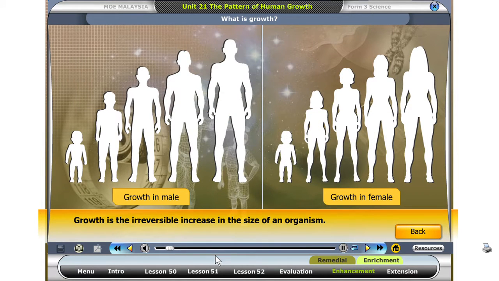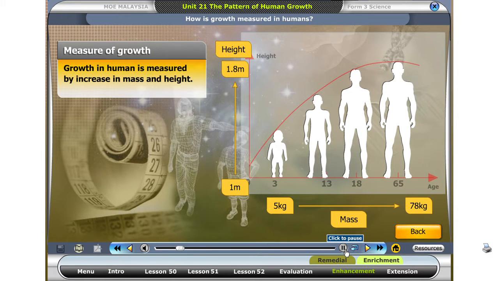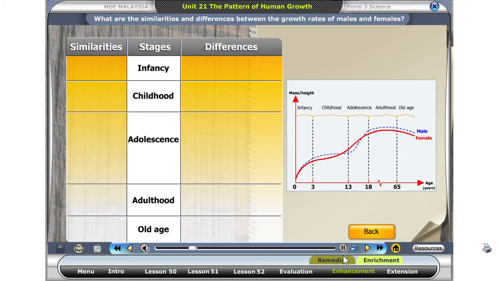Growth is the irreversible increase in the size of an organism. Growth in humans is measured by increase in mass and height. The growth rates of males and females are similar in the following stages of life. Infancy, very rapid growth rate. Adulthood, growth lessens and stops. Old age, negative growth rate.